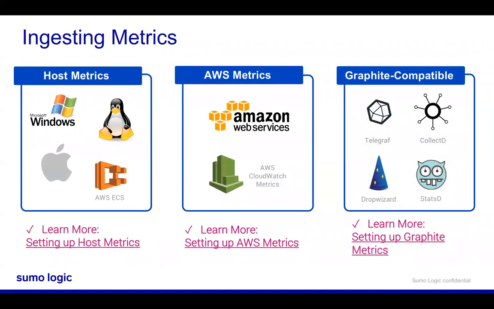So when it comes to ingesting metrics, we can look at host metrics like Windows, AWS, ECS, Mac, Unix, and so on. And we can look at AWS metrics, Azure metrics, GCP metrics, and then of course we can do Graphite compatible metrics.